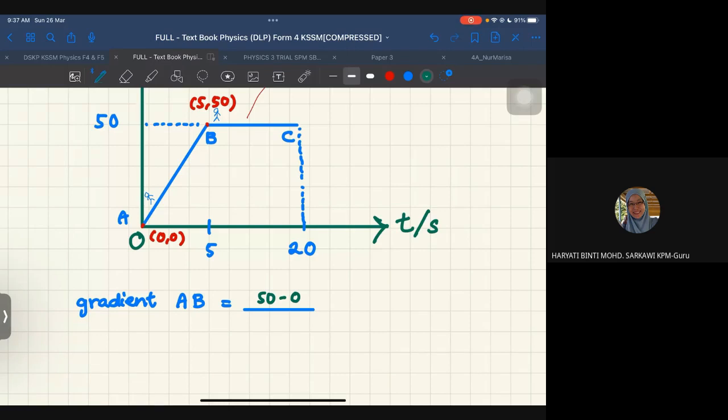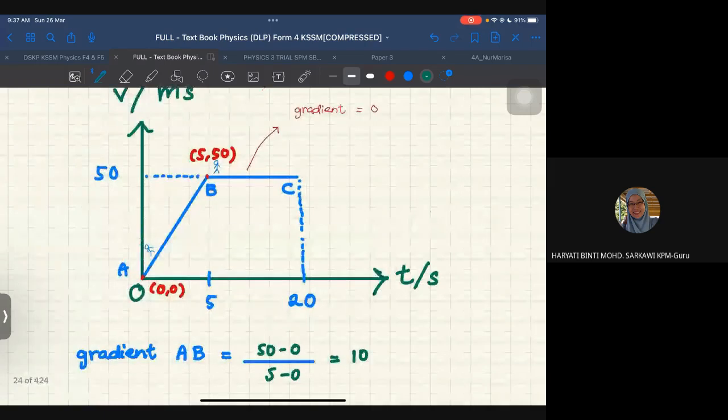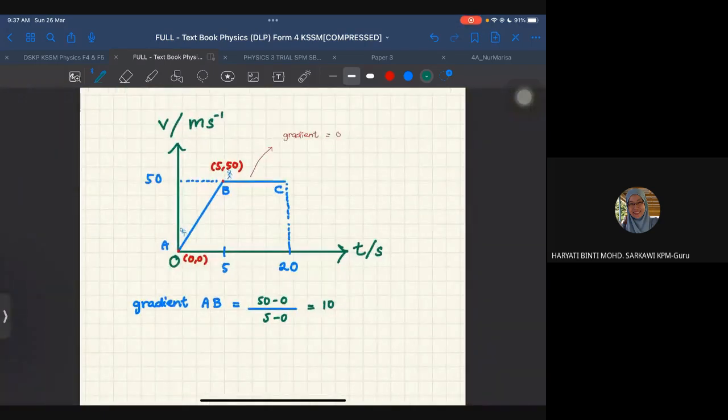What I mean is if you refer to this as x1, y1, this will be x2, y2. So don't mix. Okay, so here will be 5 minus 0. So the answer, 50 divided by 5, is how much? 10, right? Okay, so what is the unit of the gradient now?